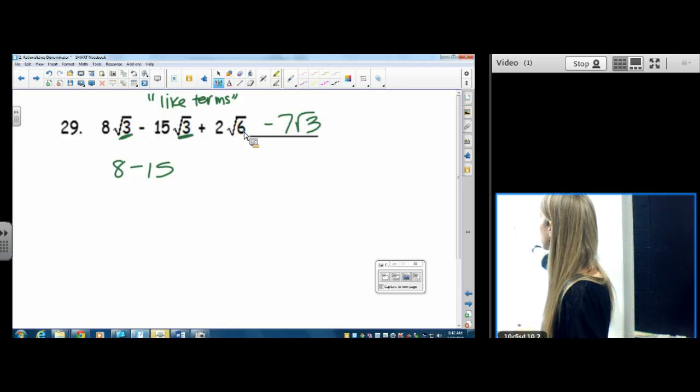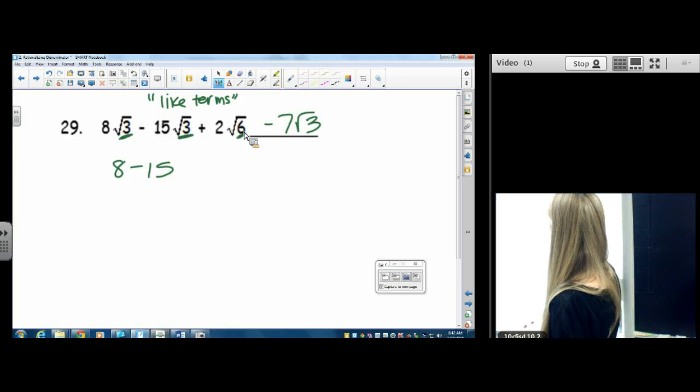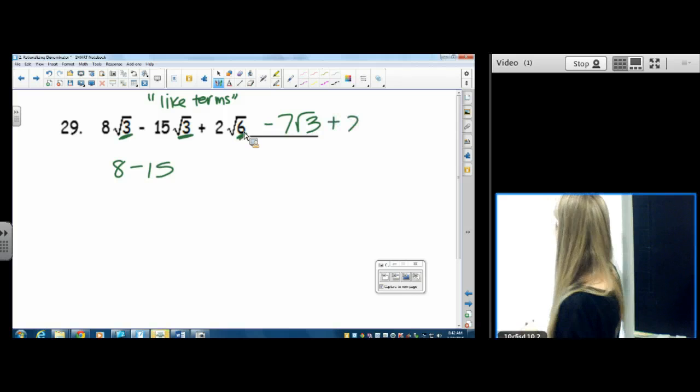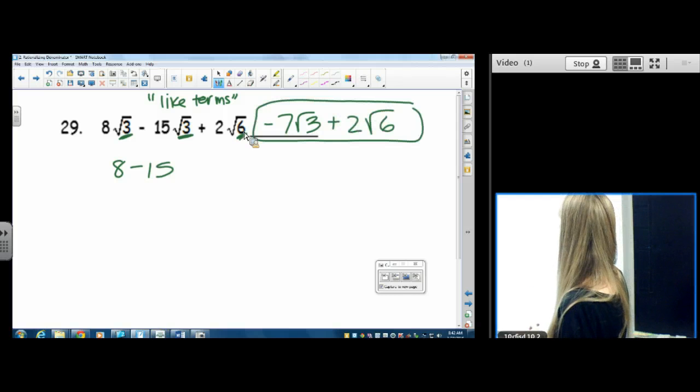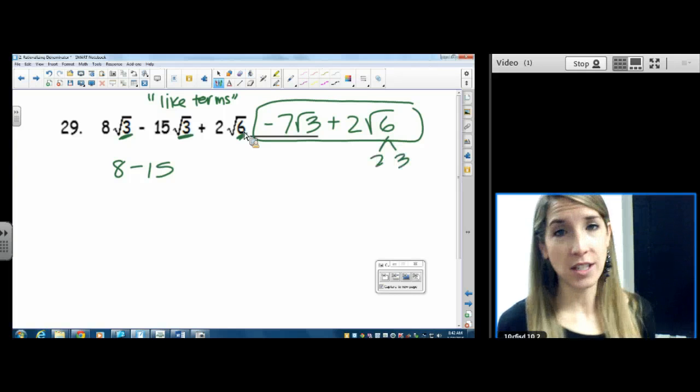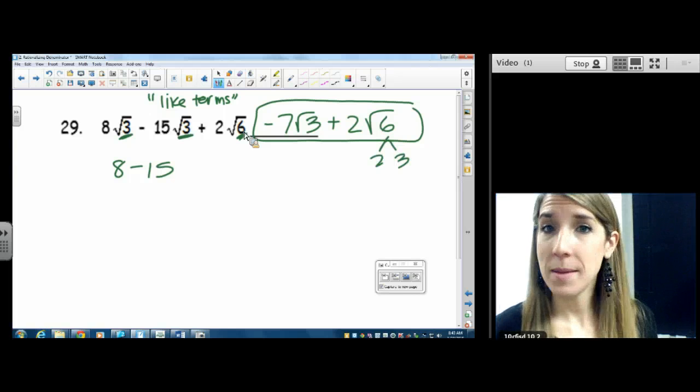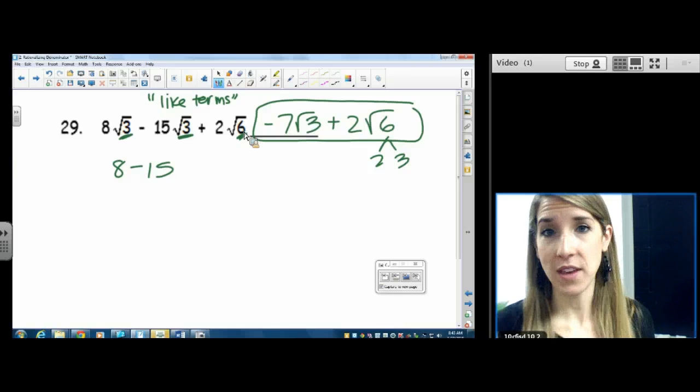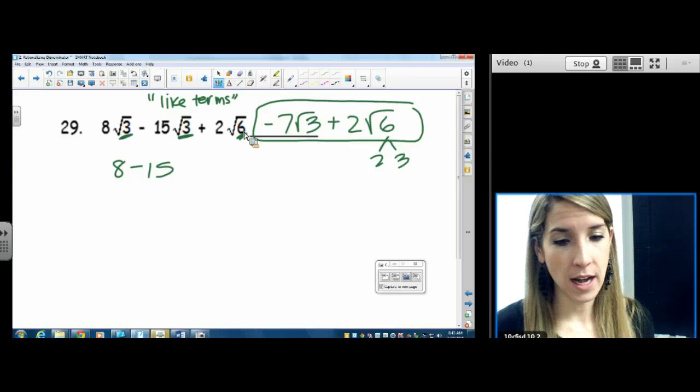This does not match. Root 6 does not match. You always check to see if you can simplify it, but 6 is 2 times 3. There's no pairs there. If there's no pairs, that means there's no perfect squares, so nothing can come out of the radical. What else can I work?